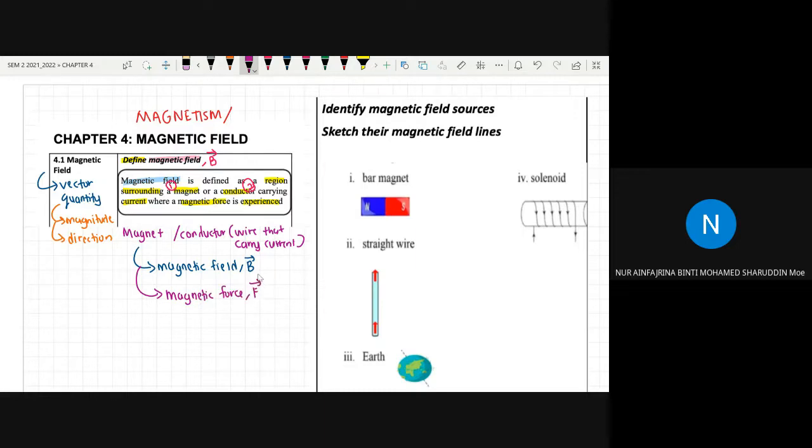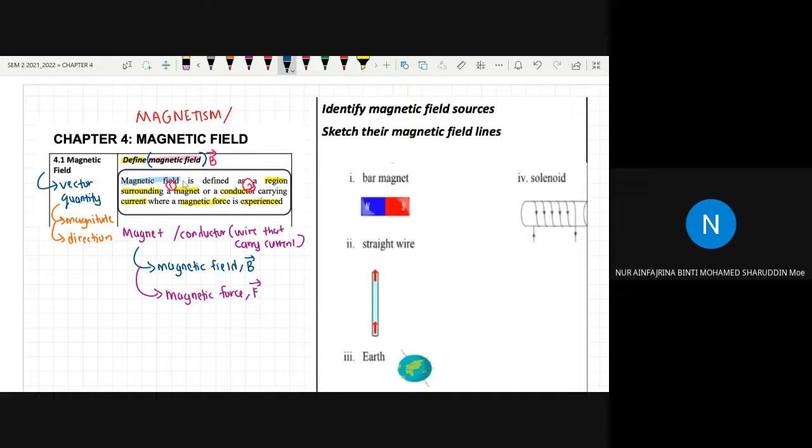So, I repeat. So, apakah itu magnetic field? Okay, awak akan ada dua contohnya macam magnet. So, sekeliling magnet akan ada magnetic field. So, bila awak ada magnetic field, awak akan ada magnetic force. Dan sama juga contohnya, awak ada wire, conductor. So, conductor for example, wire that carry current. So, bila awak ada wire that carry current, maksudnya awak akan ada magnetic field. Bila ada magnetic field, awak akan ada magnetic force. So that's all for definition of magnetic field.